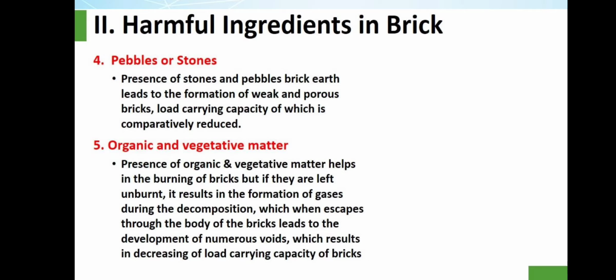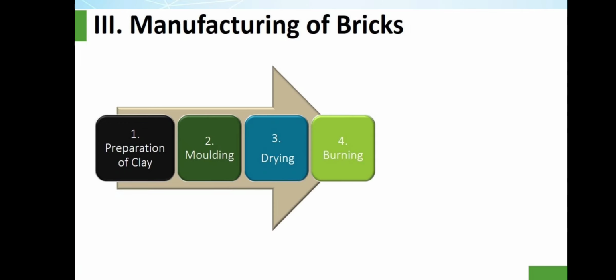Fifth, organic and vegetable matter. Presence of organic and vegetable matter helps in the burning of bricks, but if they are left unburnt, it results in the formation of gases during decomposition, which when escaping through the body of the bricks lead to the development of numerous voids, which results in decreased load carrying capacity of bricks.